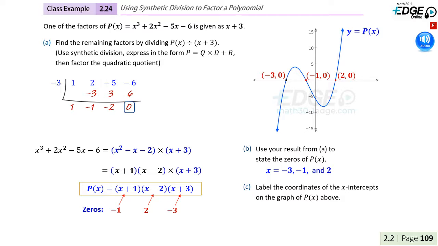If we want to determine the y-intercept, that would be a different process in which we would simply evaluate when x is 0. We could do that in either the original form or the factored form.